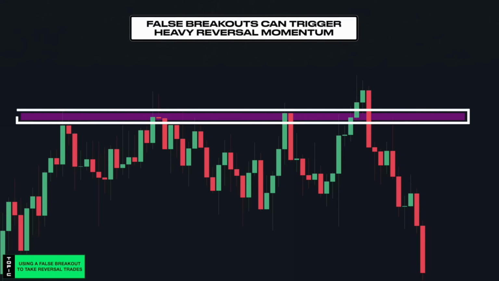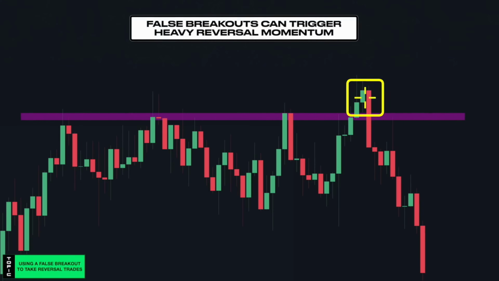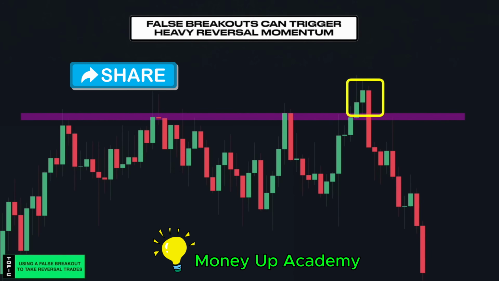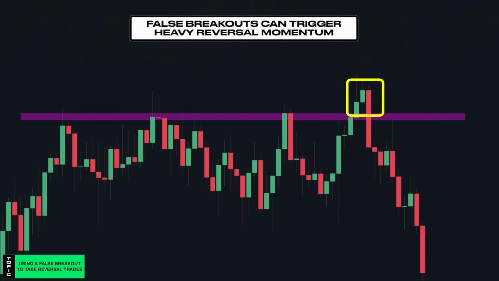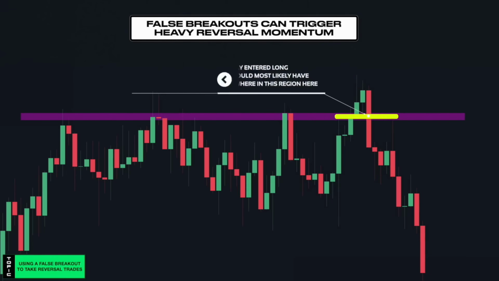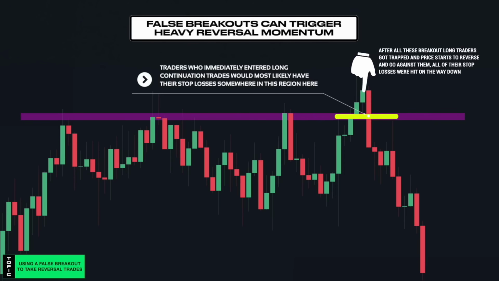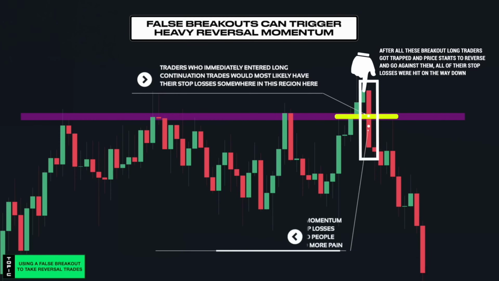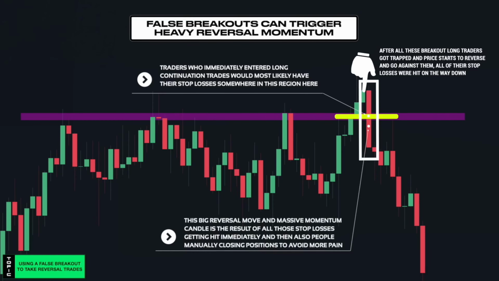So you have your key level of resistance. When price breaks through, traders who immediately entered a long continuation trade would have most likely placed their stop losses somewhere in this region here. After they all got trapped and price reversed, all those stop losses were hit, which triggered a massive move in the opposite direction, hence the big bearish momentum candle that formed.